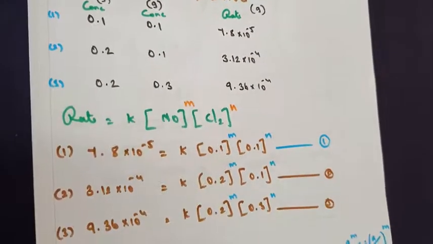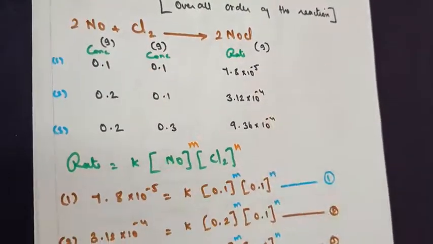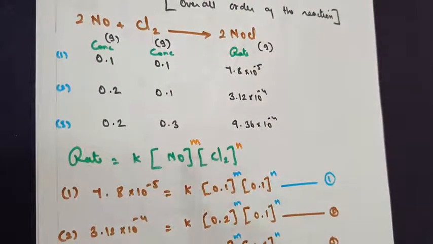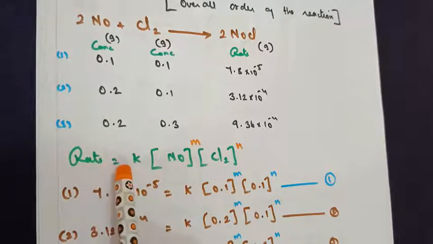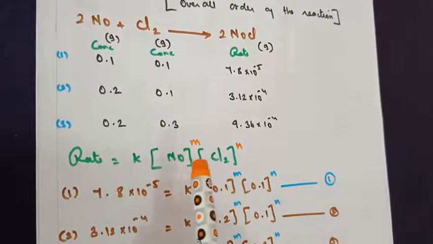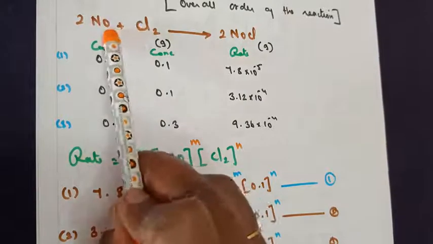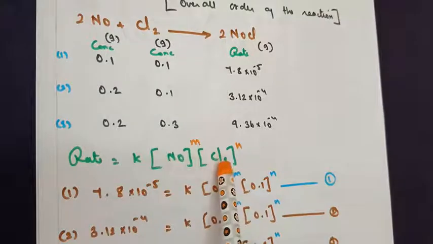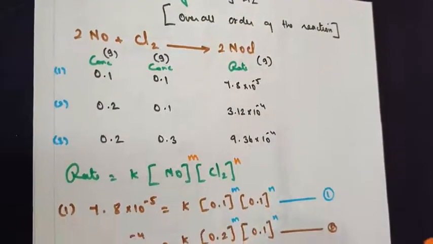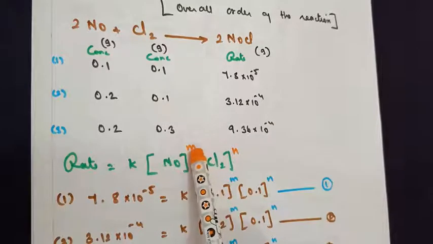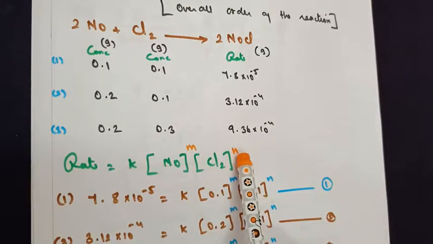Working out is very simple. Don't get frightened looking at the data they have provided here to confuse you. All you have to do is write down rate is equal to the formula by which you are all very thorough: rate constant into concentration of the reactant, in terms of NO and in terms of Cl2. Since we are calculating the overall order of the reaction, write the power to be m and the power to be n here, or you can write any other variable also.